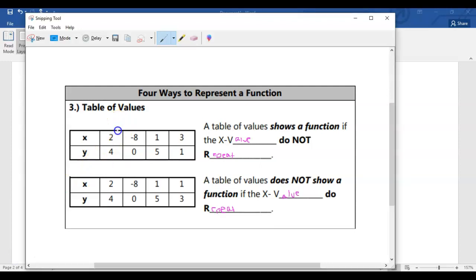If I look at my table quickly, I notice I got good x's up here, right? They're all different. They're going to a different value. But if I look at my table over here, this is definitely not a function because I have two x's, the ones, going to different places. That is not a good look. Okay, not a function.